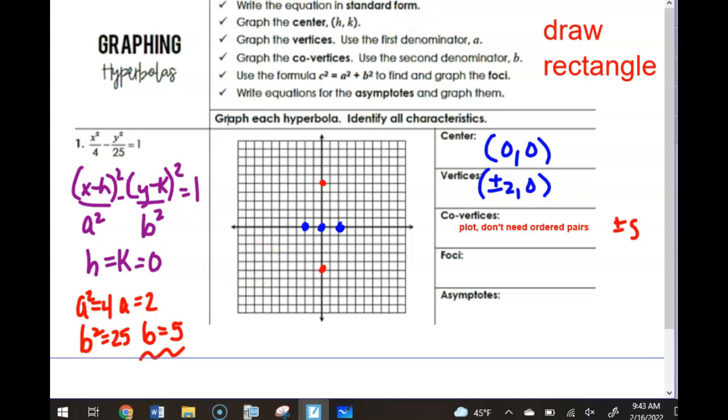All right, now I want you to draw a little rectangle. I'm going to make mine dotted because it's not actually part of the figure. It's just the guiding lines for the figure. And then we're going to draw in the asymptotes, or the diagonals, sorry. They are the asymptotes, but it's the diagonals from the corner of the rectangle to the corner of the rectangle.